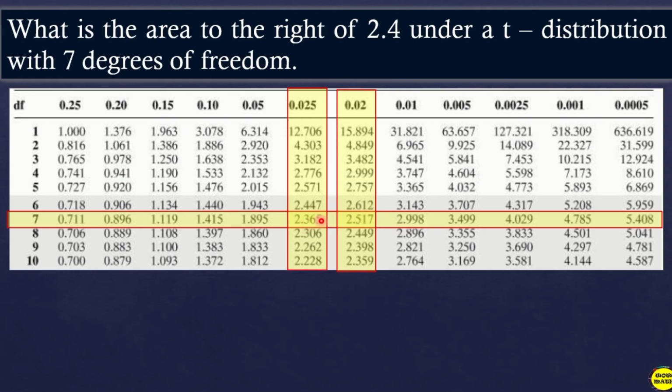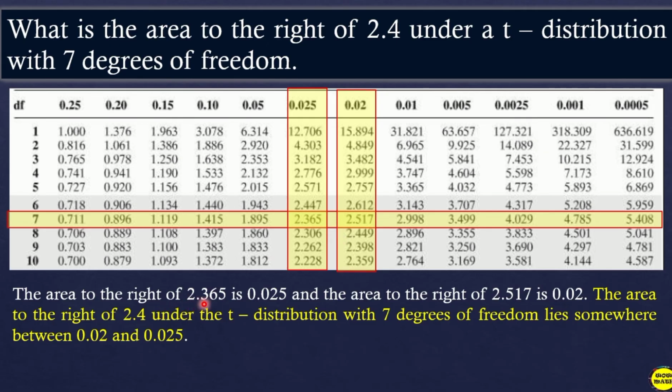Kapag ganitong problem class, kapag hindi makita yung eksakto na T value dito, ang gawin natin, kunin natin yung dalawang T value kung saan nandun si 2.4. Okay? So, nasa between 2.365 and 2.517. So, anong ibig sabihin niyan? The area to the right of 2.365 is 0.025. Tapos yung area to the right ng 2.517 is 0.02. So, ibig sabihin, the area to the right of 2.4 under T distribution with 7 degrees of freedom lies somewhere between 0.02 and 0.025. Okay, so pwede nang ganyang sagot.